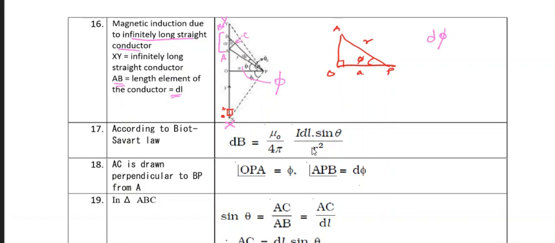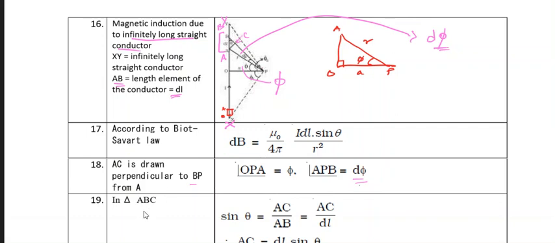the length element AB. AC is drawn perpendicular to BP. So we have drawn AC, which is perpendicular to BP. OPA is equal to phi, which we already explained. Similarly, APB, the smallest angle I was explaining, is equal to d phi. Are you able to identify APB? Where is APB? APB, that is this one. So this is d phi.